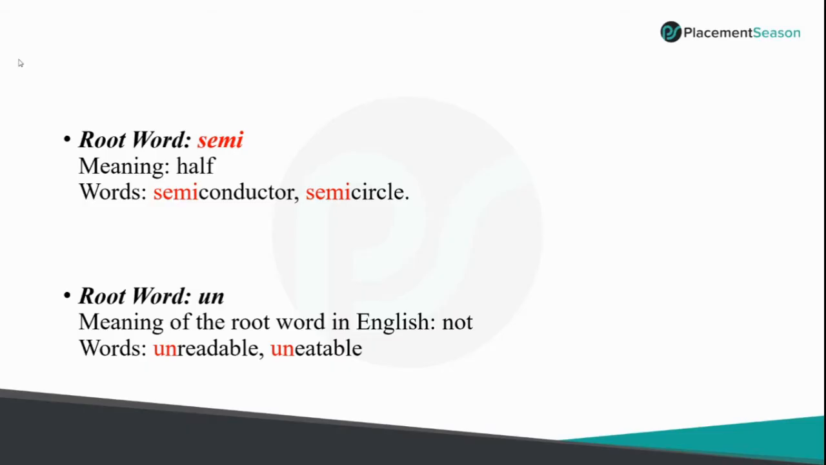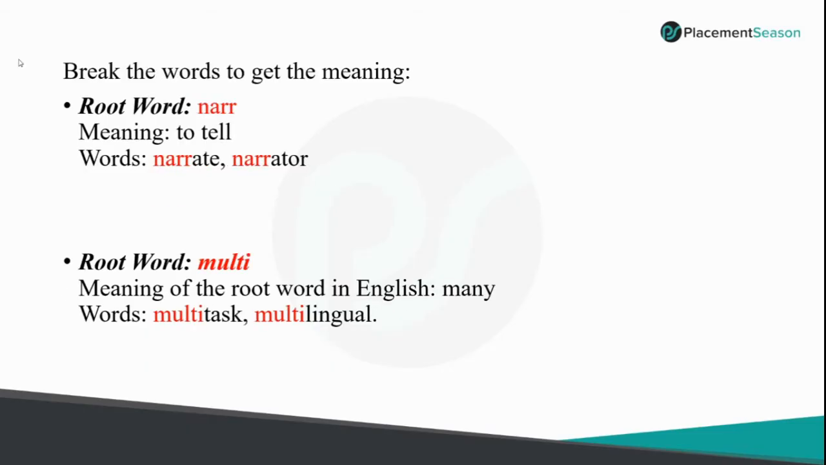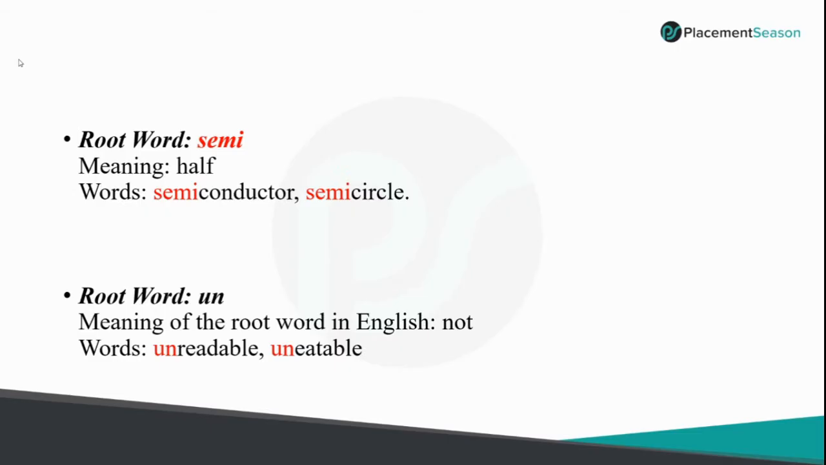So let us go through the 4 words once again. Nar means to tell: narrate, narrator. Multi means many: multitask, multitasking, multilingual. Semi is half: semiconductor, semicircle. Un means not: unreadable, uneatable.